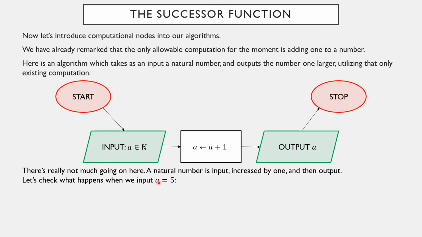So let's check what happens when we input 5. We start, we input 5, I compute the value of 5 plus 1, and I store that as a. So now a has the value of 6. Then I output a, but a has been changed. It now has the value of 6, and then I stop.